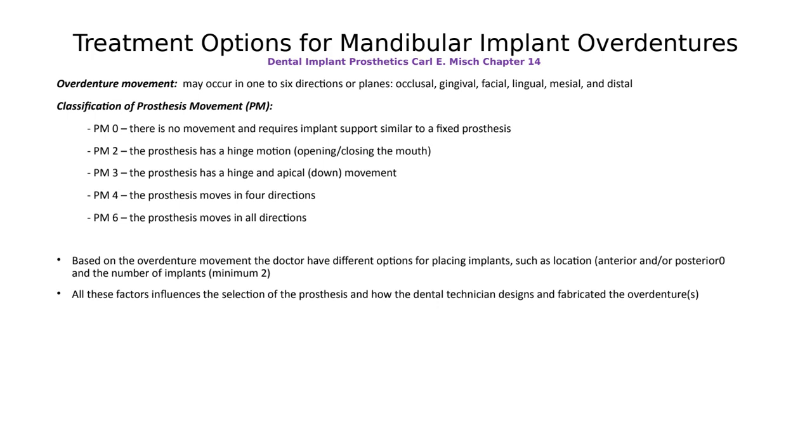Overdenture movement may occur in one of six directions or planes: occlusal, gingival, facial, lingual, mesial, and distal. So this is how the overdenture might move. Like I said before, the movement of implant-retained overdentures is limited when we're using a bar, because that creates more stability for the overdenture.